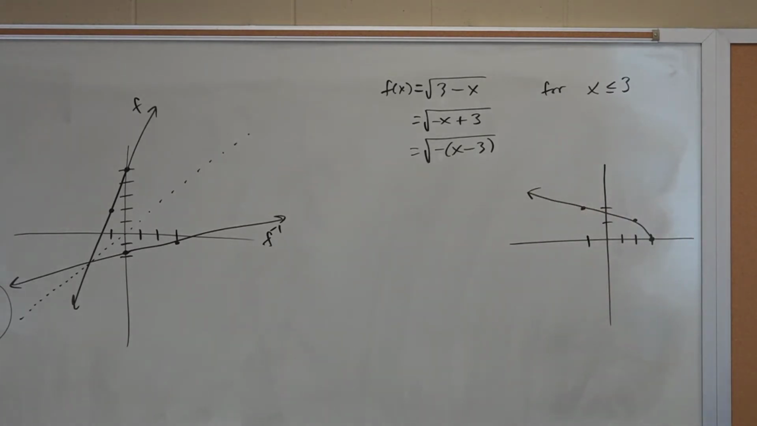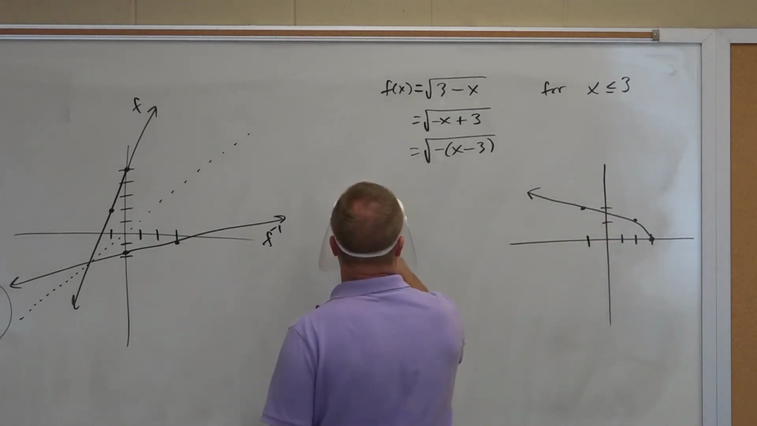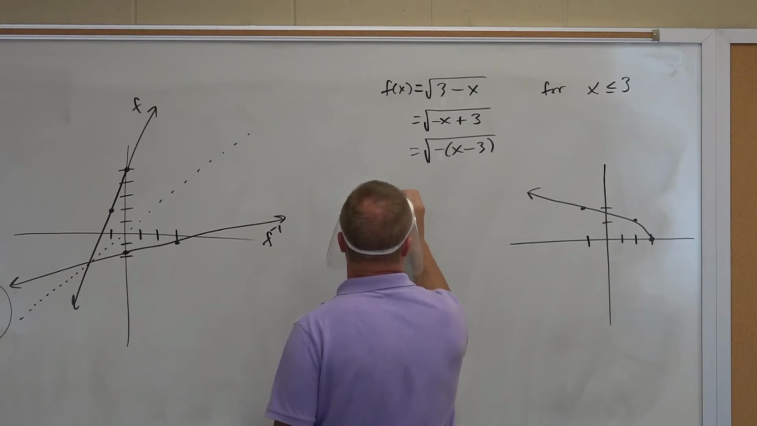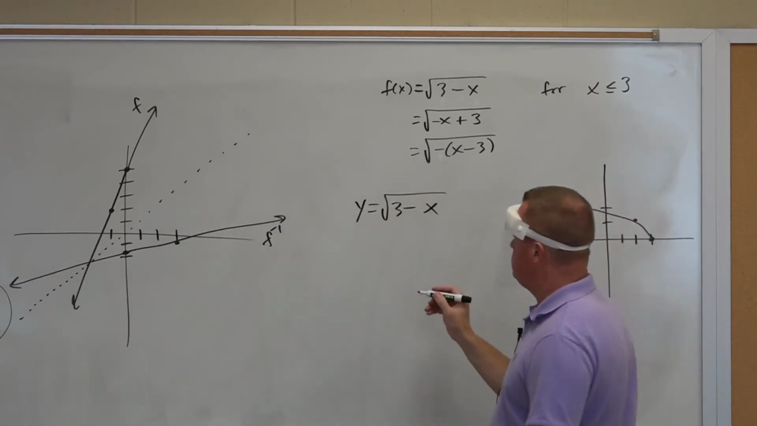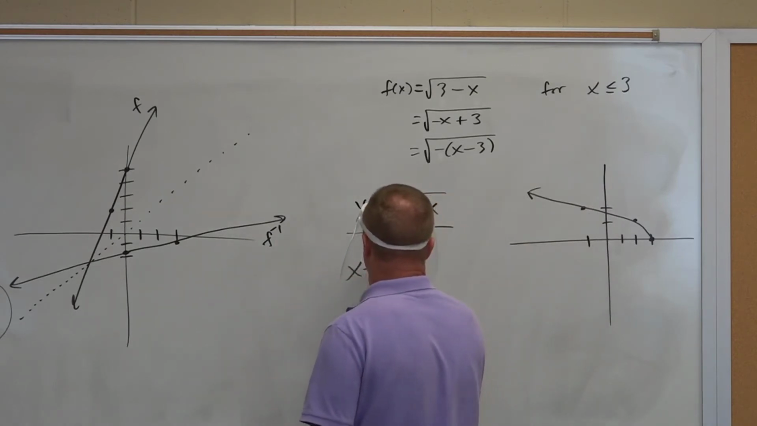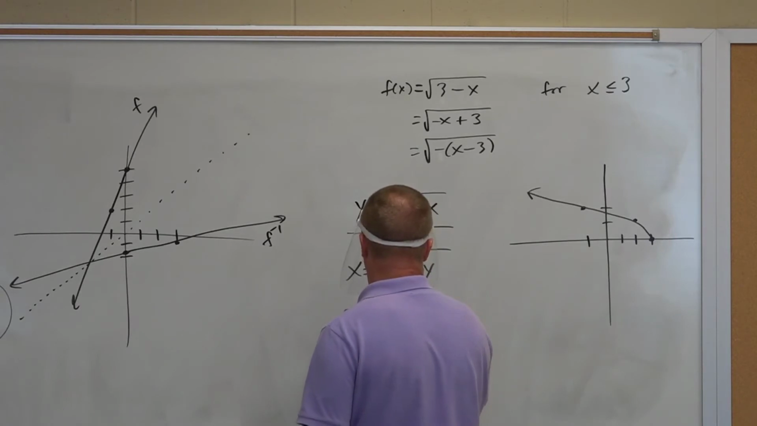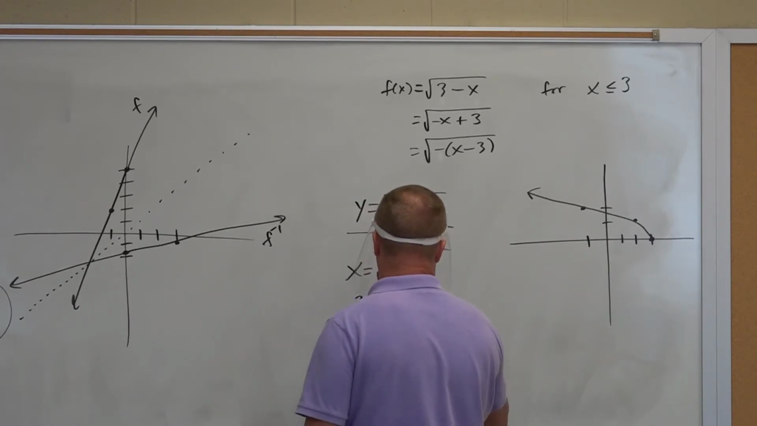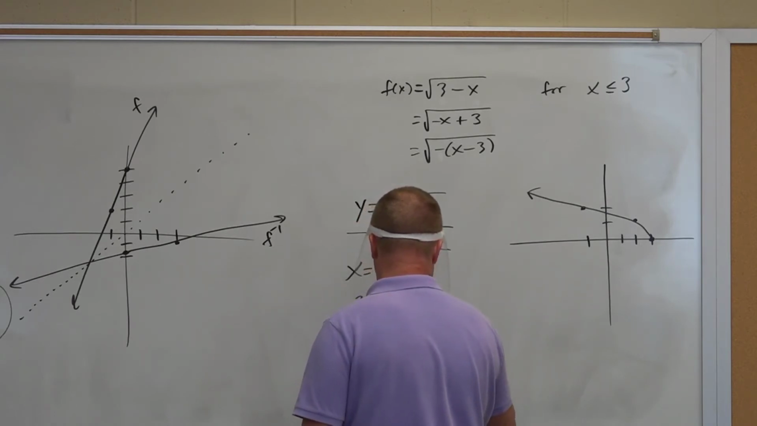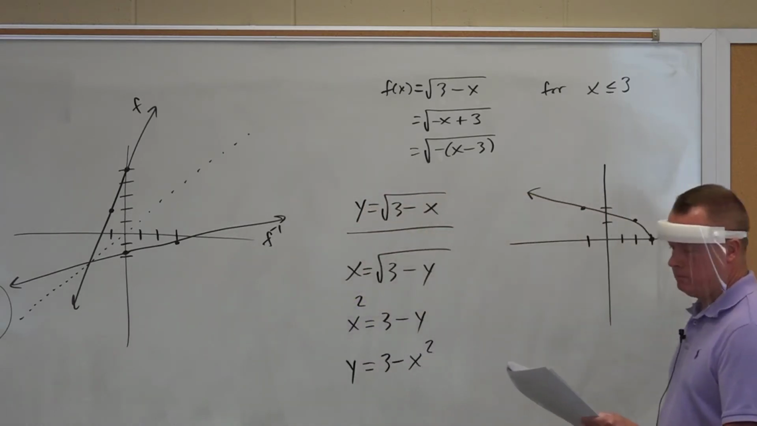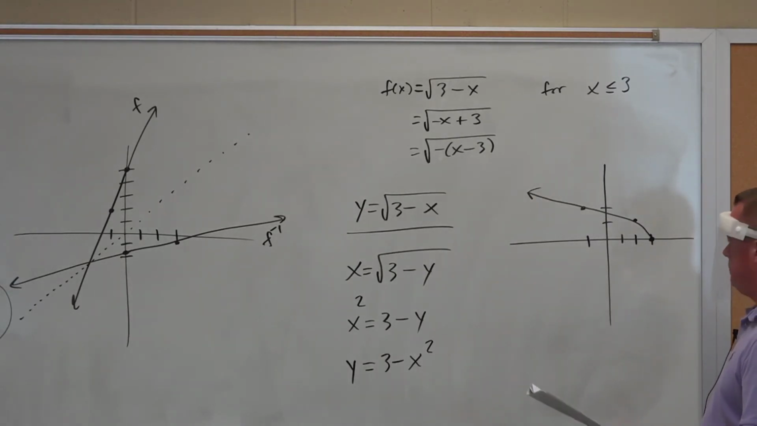Okay. Now its inverse. Let's go ahead and take it. I'm going to write y in the place of f of x. Okay, then I'm going to swap the x and the y's. So this will become x. This will become y. Square both sides. So y is equal to 3 minus x squared. Okay.